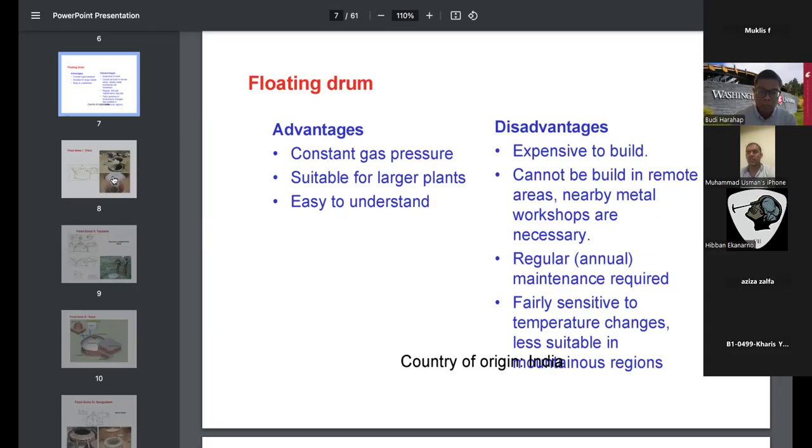And similarly, this type of biogas plant is sensitive to temperature changes, because the drum is already open to the atmosphere. If there is severe weather, high temperature or very low temperature, the microbes inside the digester will be disturbed due to those severe changes of weather. Next, please.